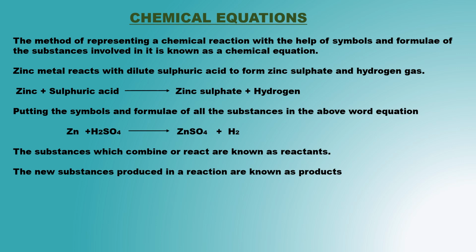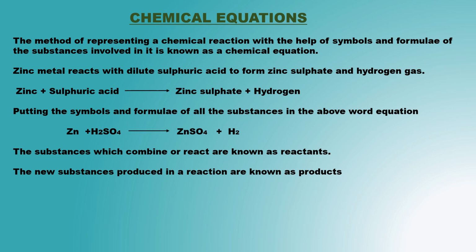The substances which combine or react are known as reactants. Zinc and sulfuric acid are the reactants here. The reactants are always written on the left-hand side in an equation with a plus sign between them. The new substances produced in a reaction are known as products. Zinc sulfate and hydrogen are the products in this case. The products are always written on the right-hand side in an equation with a plus sign between them.